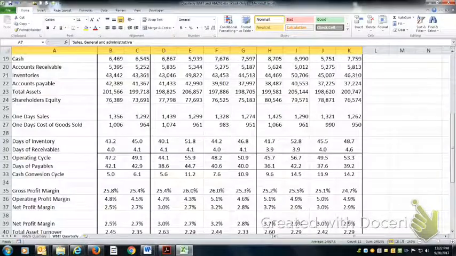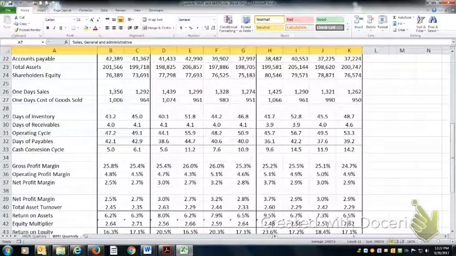If we go down and look at their cash conversion cycle, we see that the inventory, days of inventory, 48, 46, 52, 42, 47, 44, 52, down to 40. They're building up their inventory in the back to school and into summer quarter, and then selling it off in the fourth quarter.